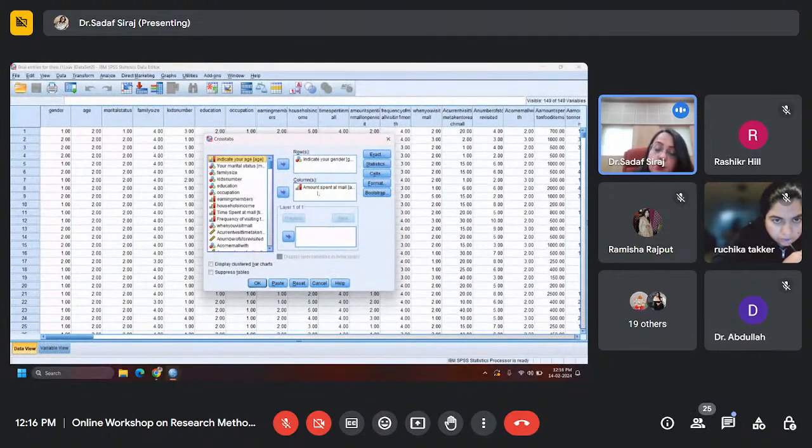Now I want to prove it statistically that there's a difference between males and females and their amount spending behavior in the mall. So as you people already know, there's a concept of null hypothesis and there's a concept of alternate hypothesis. Are you people aware of the concept of null hypothesis? Anybody can tell me what is a null hypothesis versus what is an alternate hypothesis? What is the meaning of null?